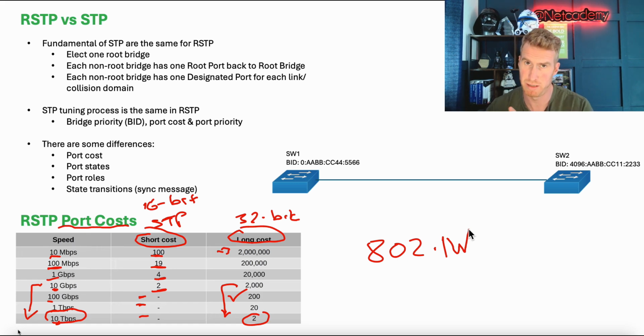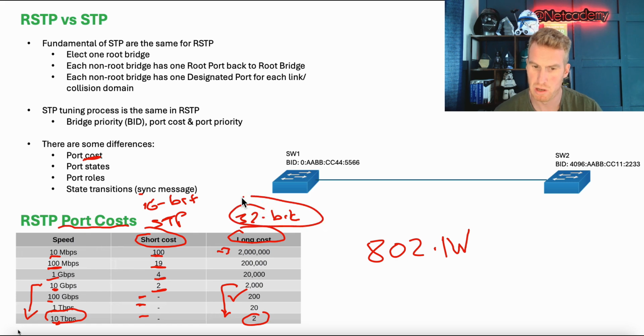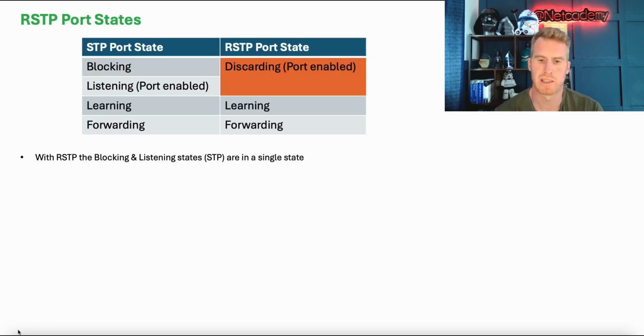So that is just immediately how RSTP is different to STP, as it brings into the network and into layer 2 this concept of the 32-bit long cost value, whereas everything else is pretty much the same. But of course there's more to RSTP. And I just said on the last slide that there are some differences in the RSTP port states.